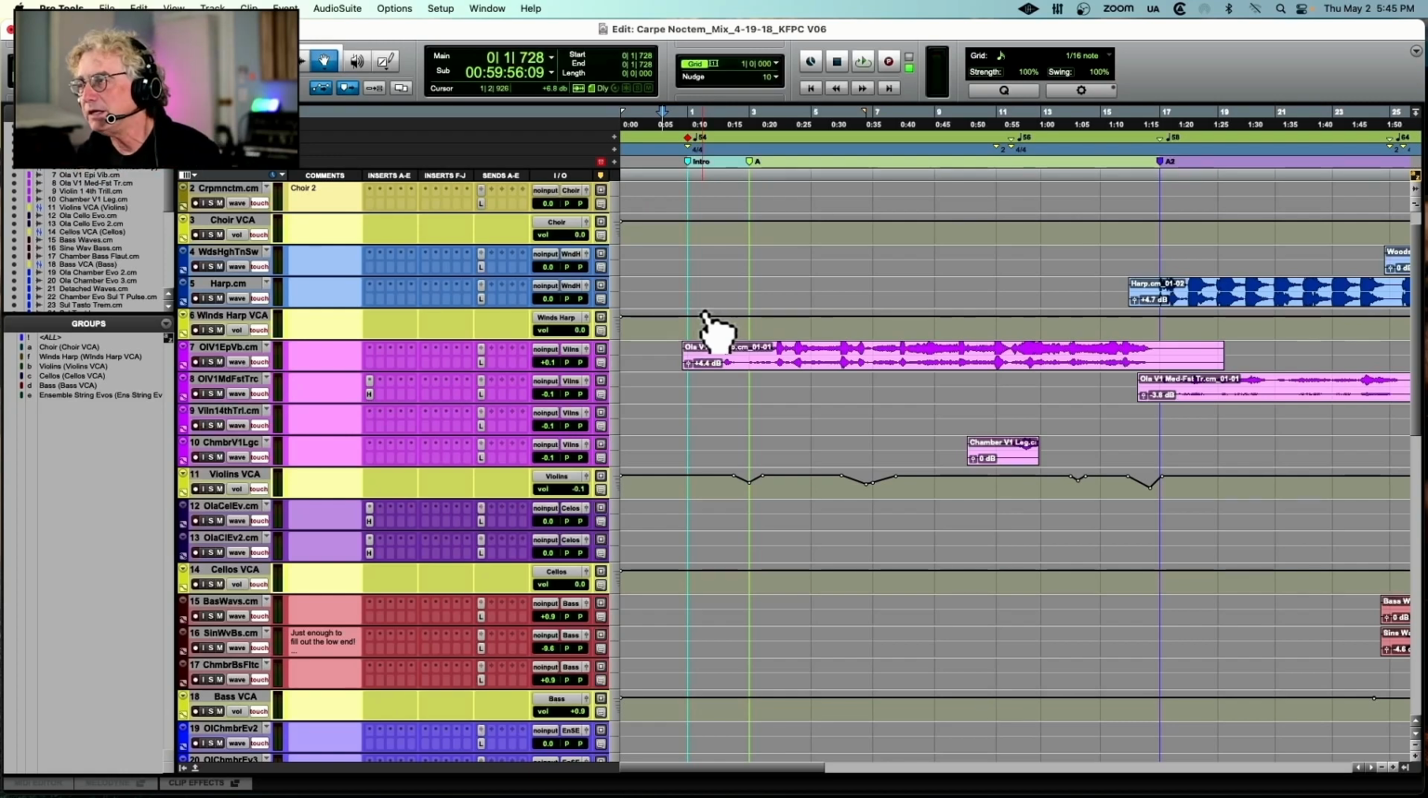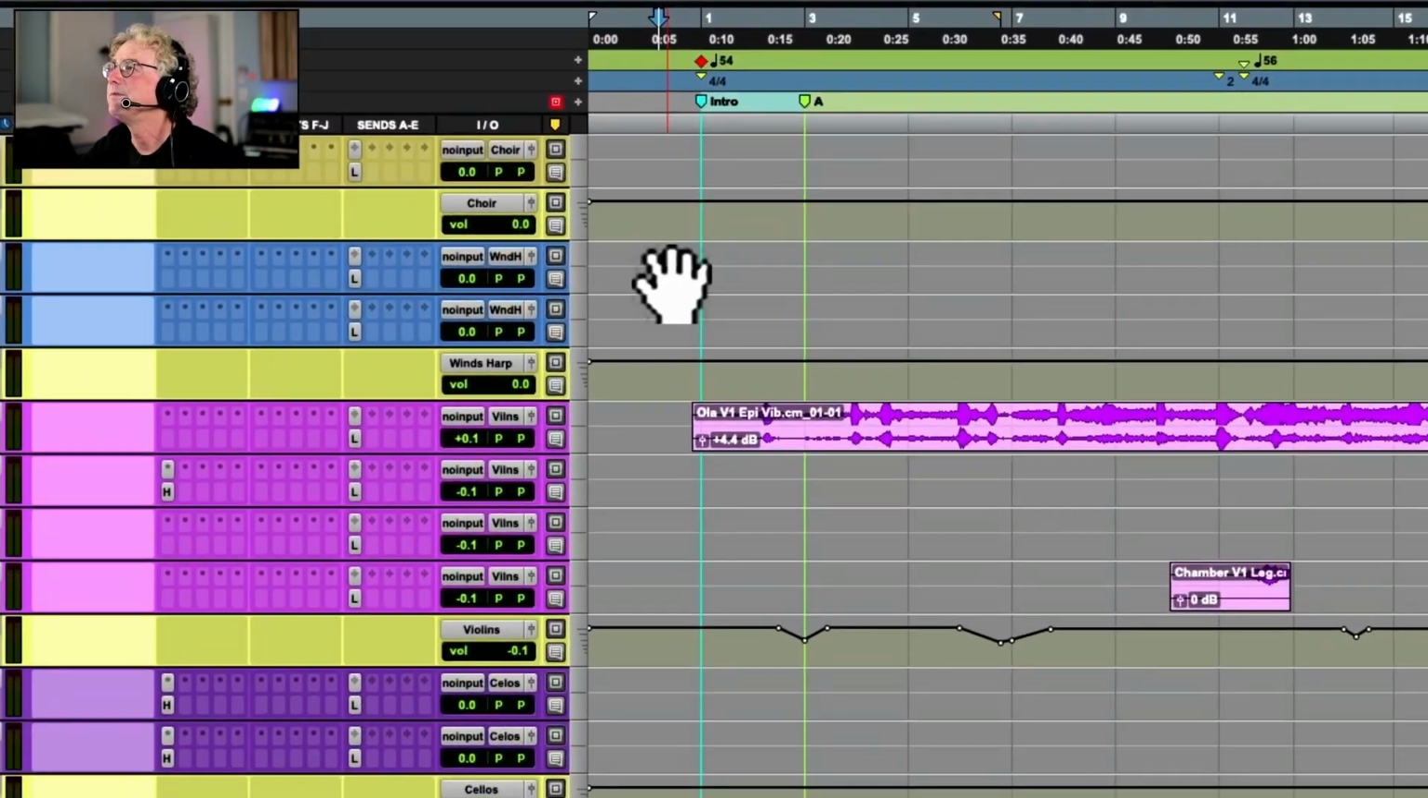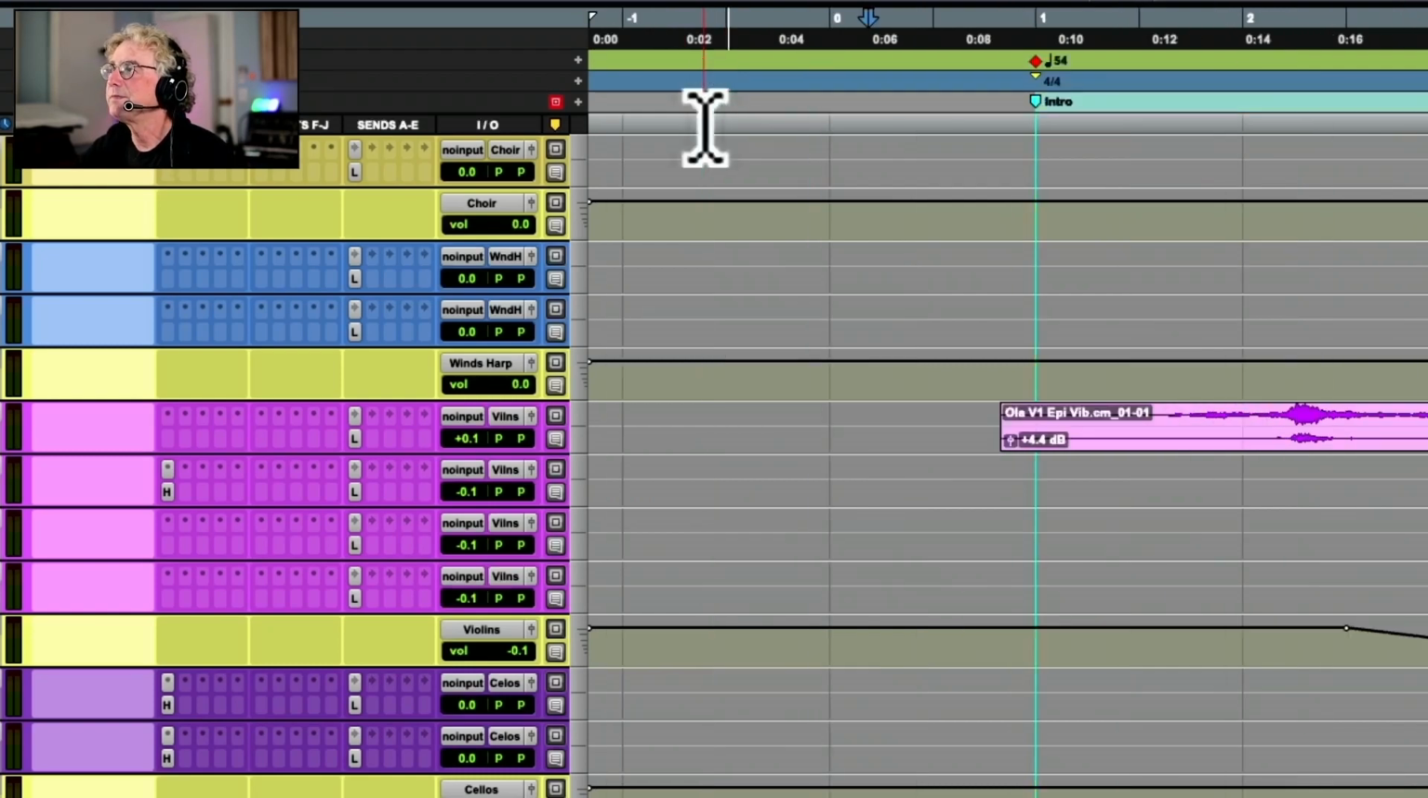So let's go here and just look at a few things before we break this down a little bit more. So we look here on our timeline, it's 4/4, and I start off at 54 beats per minute.